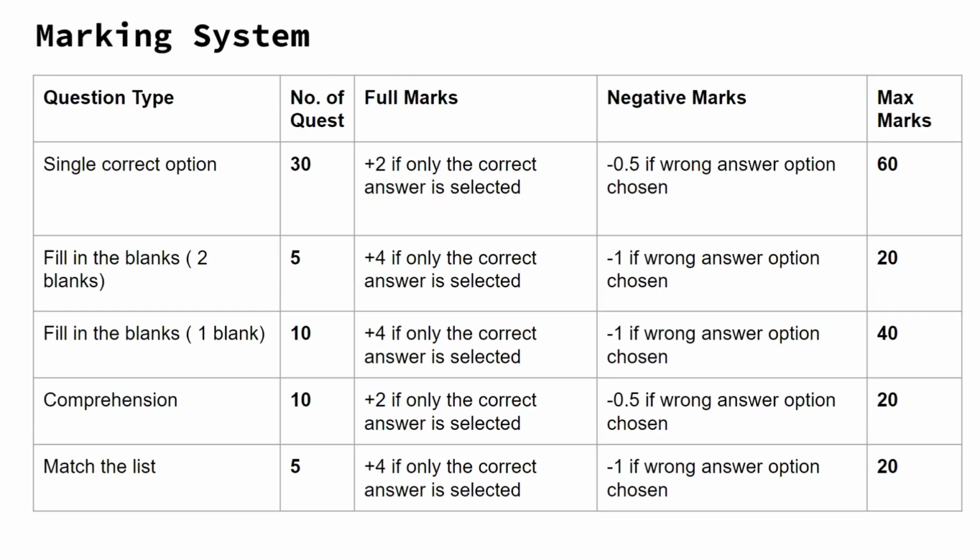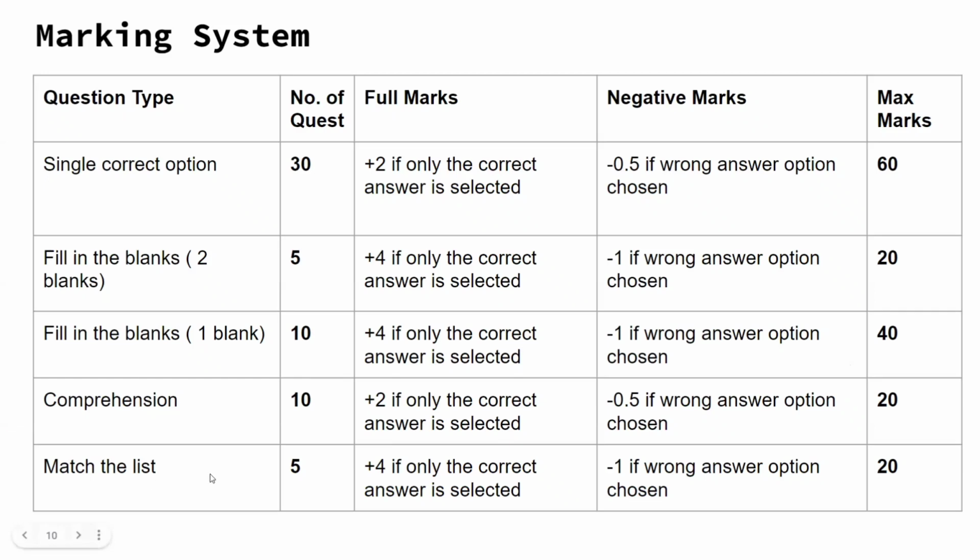So if you answer a single question right, then you get plus 2 marks, and similarly if you answer it wrong, then you are going to lose half marks, that is minus 0.5 marks. So here also, the maximum marks that you can score by answering all the comprehension questions with the right answer is 20 marks.